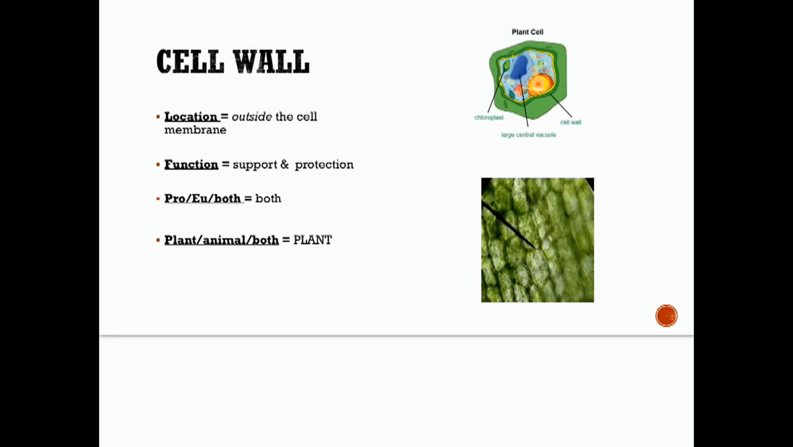Your next organelle for your table will be the cell wall. The location is outside of the cell membrane, so it's going to surround the cell membrane. The function is for support and protection. It would be like the outer brick wall around your pretend city. Both eukaryotic and prokaryotic cells could have a cell wall, and just plant cells, okay, not animal cells. If you look at a leaf under a compound light microscope, you can actually see the cell wall, which is pretty cool.